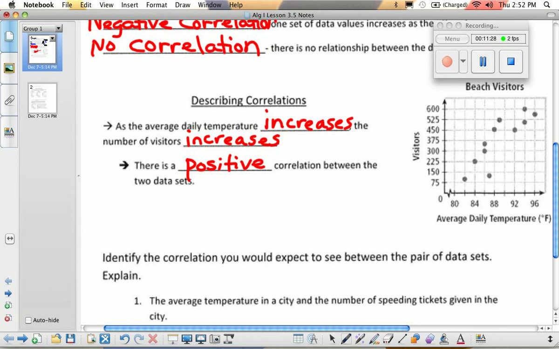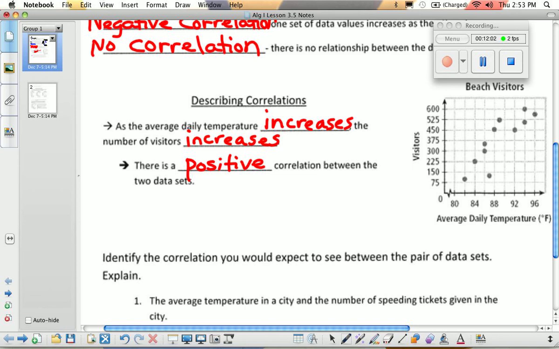Jonathan? But it looks to me like it is pretty close to the same number of visitors when it's 82 degrees and 80, in between the 86 and 88. So what would that be, 87? Yeah. Okay, so when it's 82 degrees and 87 degrees, it looks like there's about the same number of visitors? Yeah. But then it doesn't always increase though, so how can you?